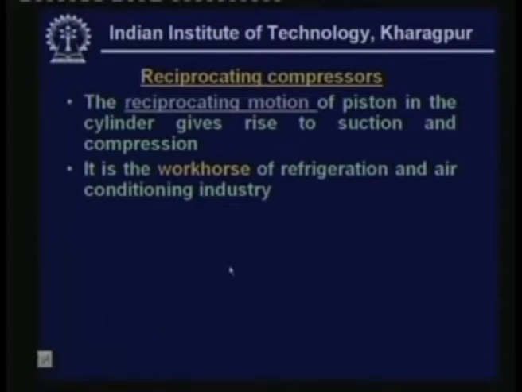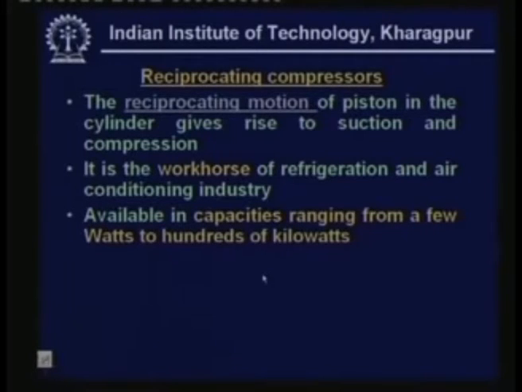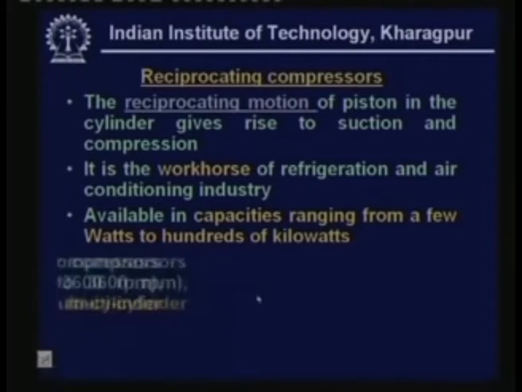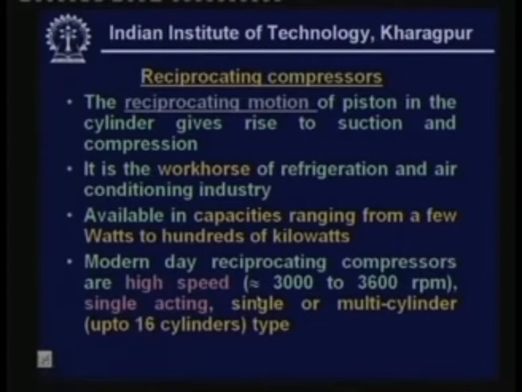The reciprocating compressor is the most important type of compressor because it is the workhorse of the refrigeration and air conditioning industry, and these compressors are available in capacities ranging from a few watts to hundreds of kilowatts. Modern day reciprocating compressors are high speed, that means about 3000 to 3600 revolutions per minute. They are normally single acting, and they are either single or multi-cylinder type. Multi-cylinder means a single compressor can have as many as 16 cylinders.